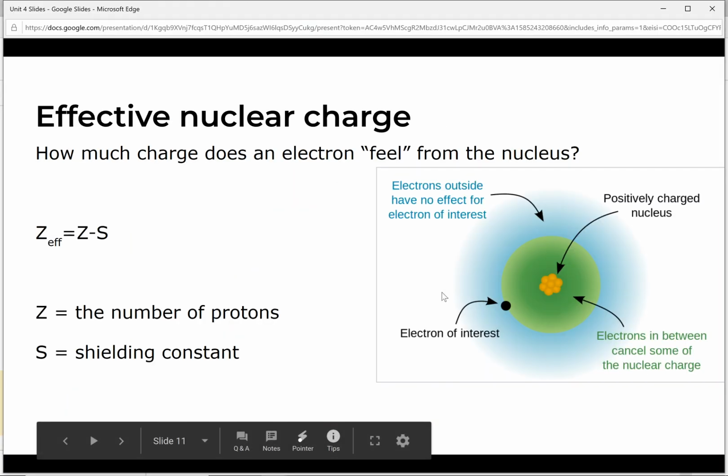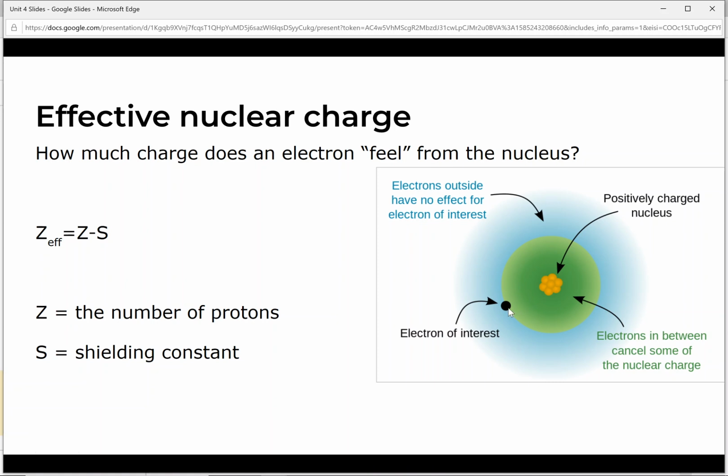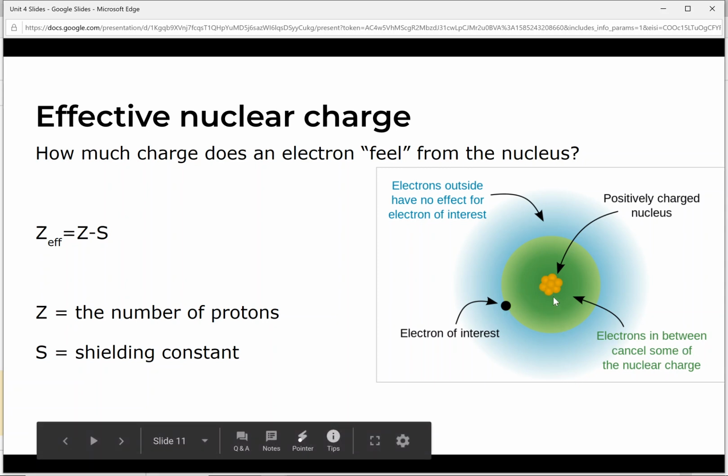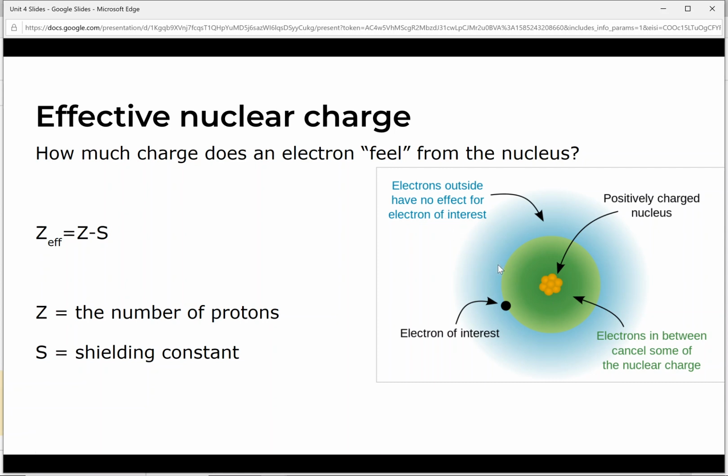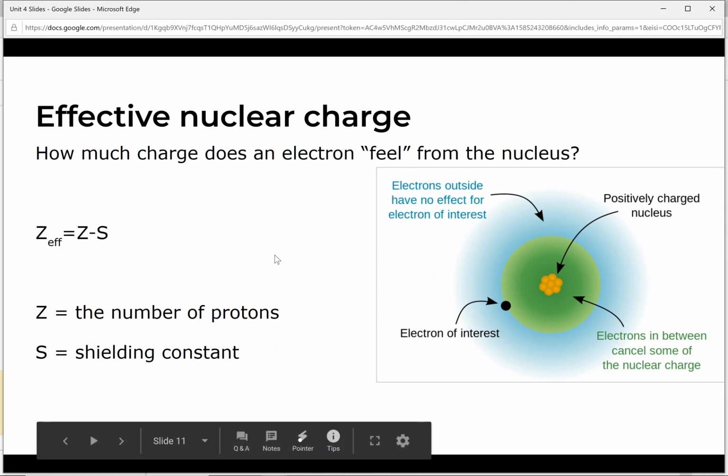So this is what I was talking about, effective nuclear charge. So you pick an electron to think about. The electrons in between that electron and the nucleus cancel some of the nuclear charge, and the electrons outside have no effect on this electron because they're not in the way of the charge. So you can calculate this with something called Z effective, or the effective nuclear charge is equal to Z minus S, the number of protons minus the shielding constant.